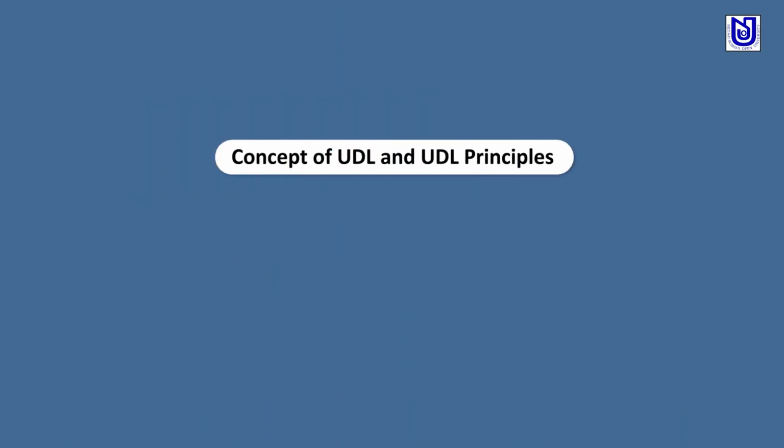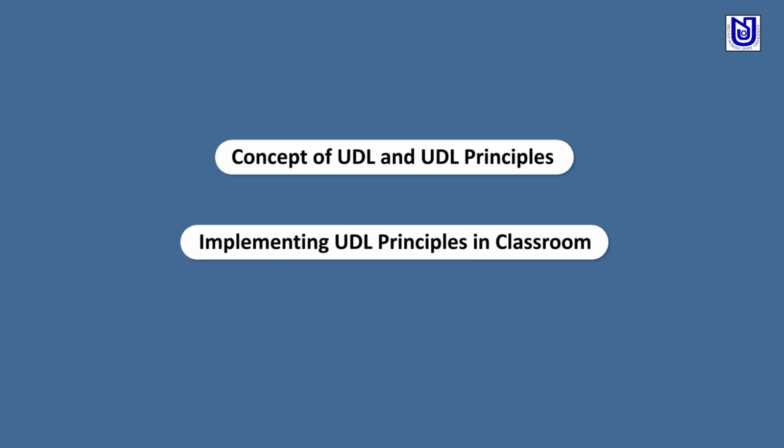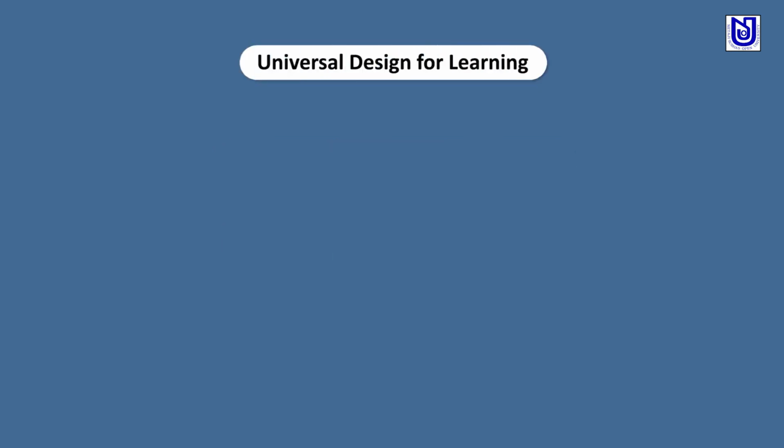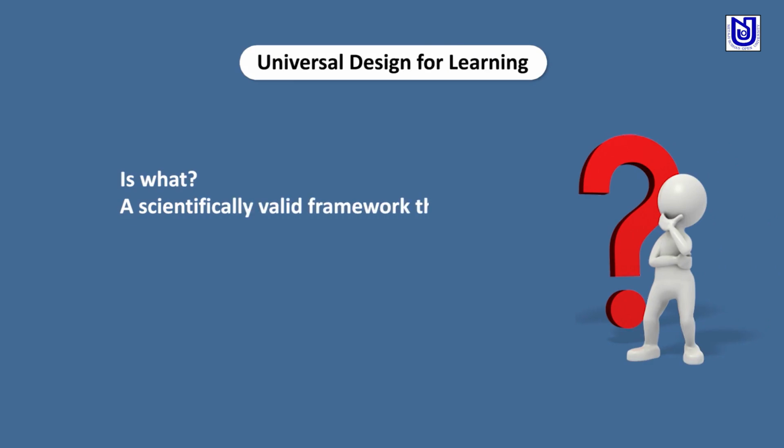In this module, we'll be discussing the concept of universal design for learning and the universal design for learning principles, and also implementing UDL principles in the classroom. So, in one word, we can say that universal design for learning is a framework that ensures that all learners have equal access to learning opportunities.